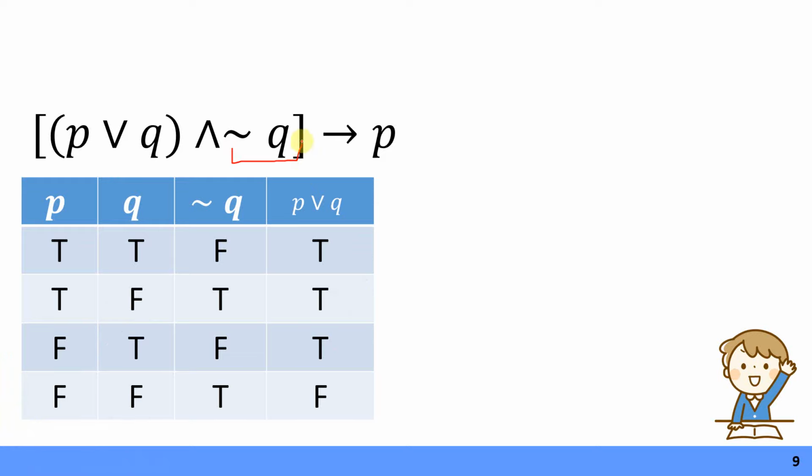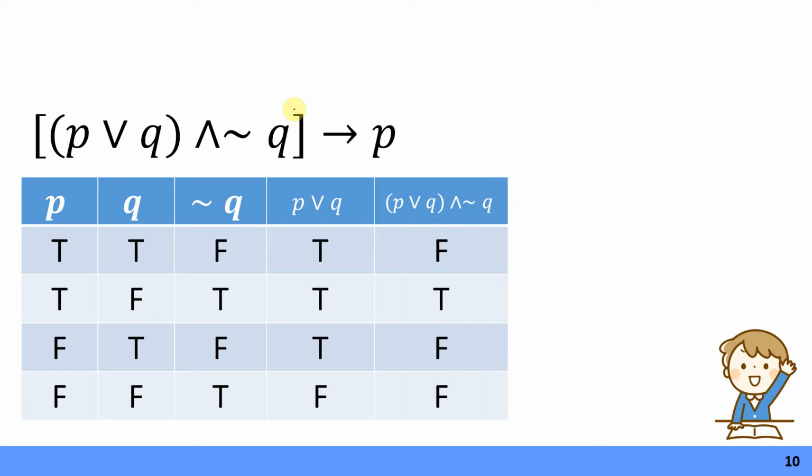So we have a column for this, we have a column for that. So now we can make a column for that whole thing. Okay, so let's do that. Since we already have a column for P or Q, it's right here, and we already have a column for not Q, which is right here. Now I could join them with an and. So that's what I'm going to do.